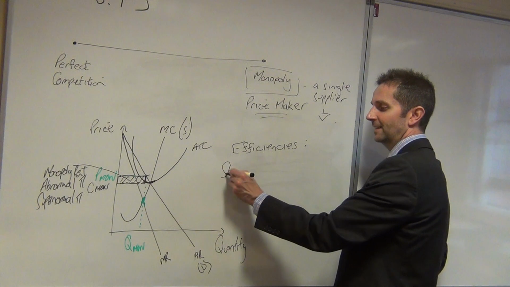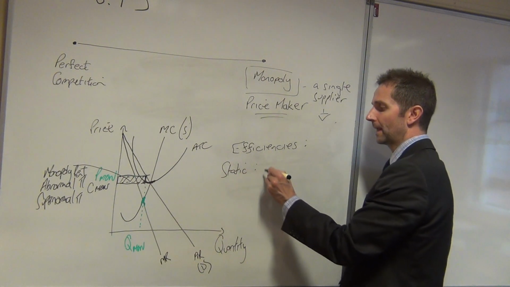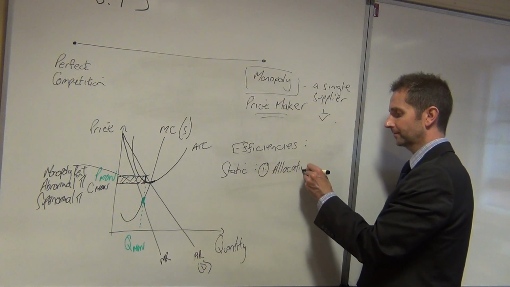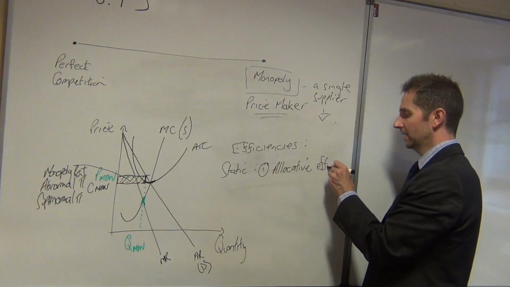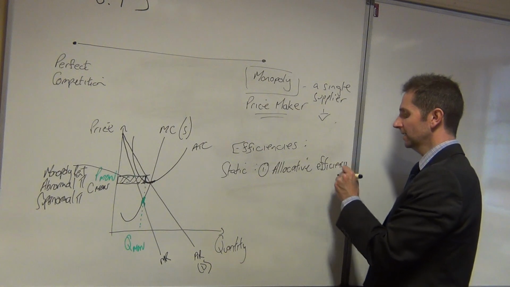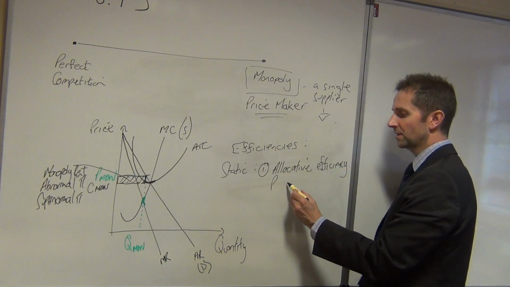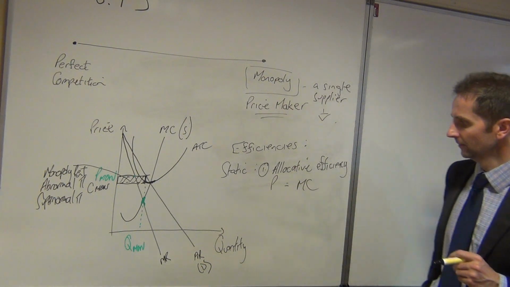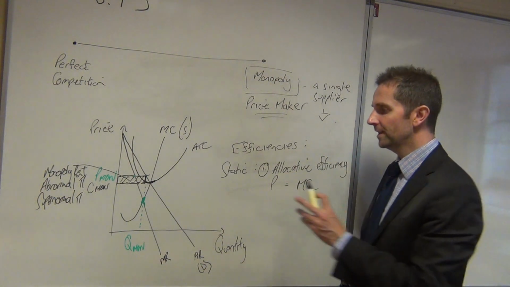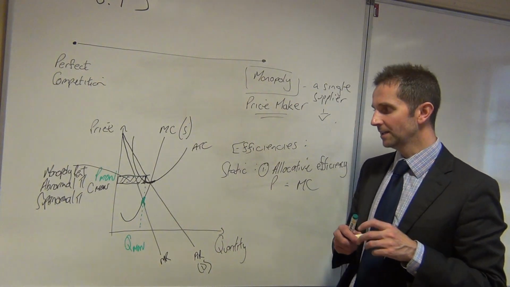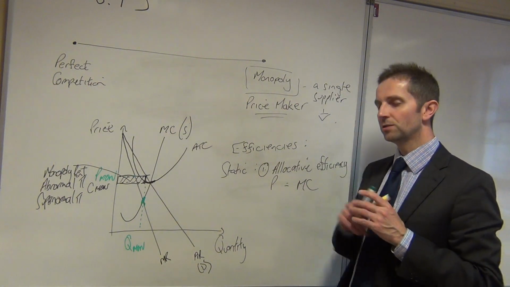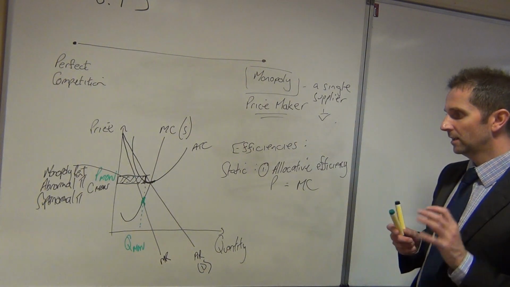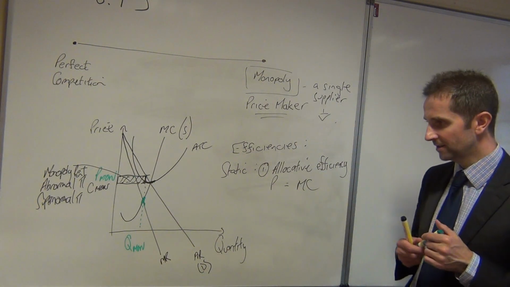So in terms of static, first of all, we've got our allocative efficiency, and as you'll be aware, allocative efficiency arises at the point where P is equal to MC. Now, on this diagram, that is not the case. Price does not equal the marginal cost of producing the last unit. And let's now consider why that is the case.